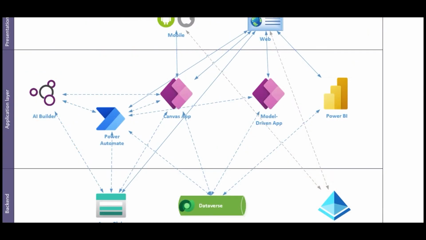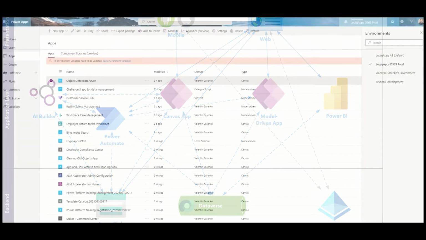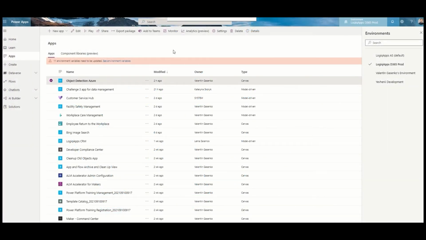In this schema, you see that users can access the system from mobile and desktop. Applications communicate with Dataverse and Azure Blob Storage, and complicated logic is performed through Power Automate. Now, let's check our proof of concept.